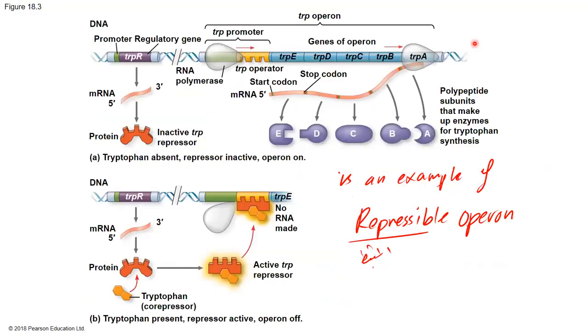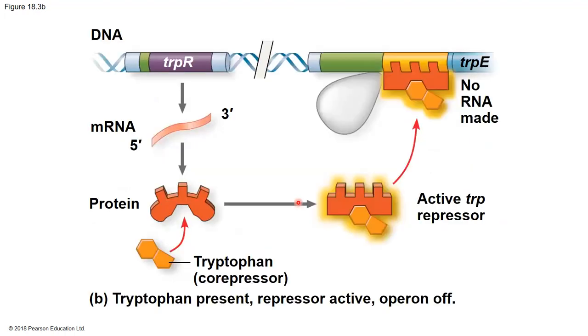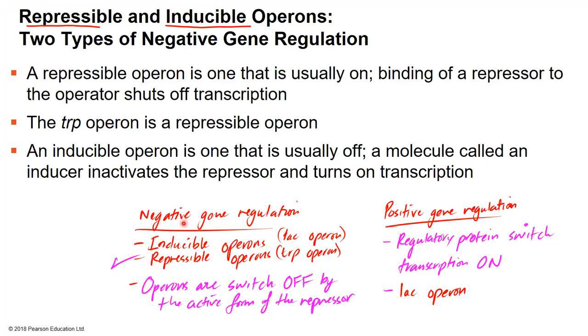The trp operon is a repressible promoter because normally it is turned on. This is the normal situation. The default state of this operon is to be turned on, unless a repressor binds to the operator because of the high concentration of tryptophan and represses transcription from this operon. Okay? So we have two types of operons, inducible and repressible operons, and both are examples of negative gene regulation.